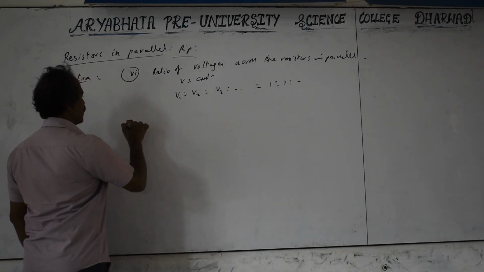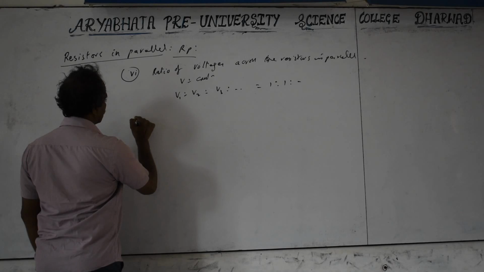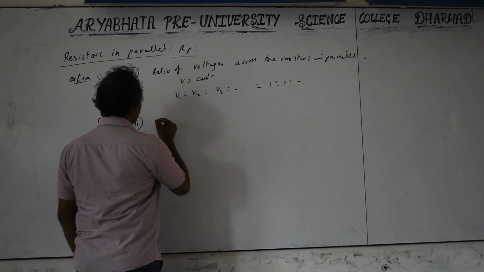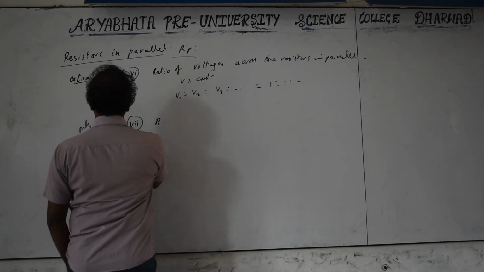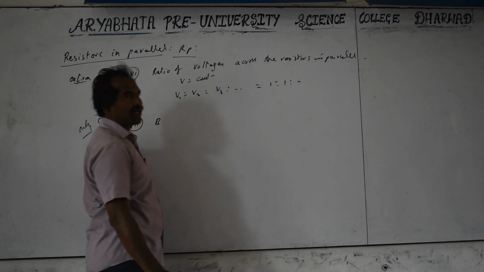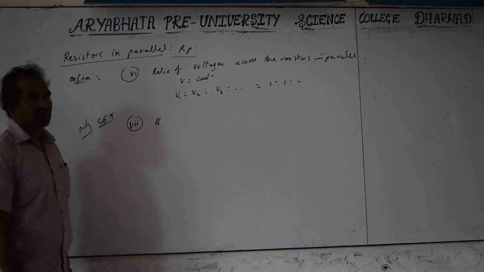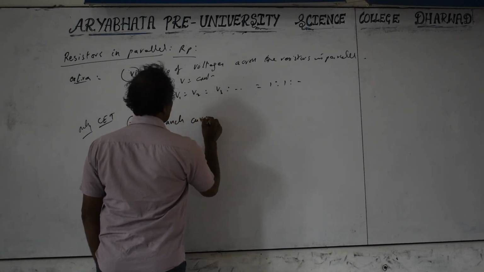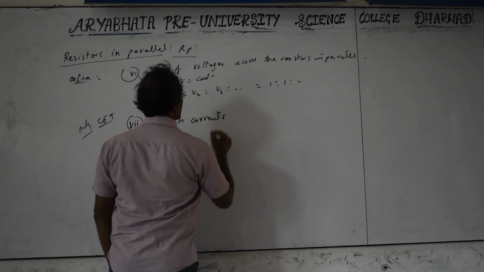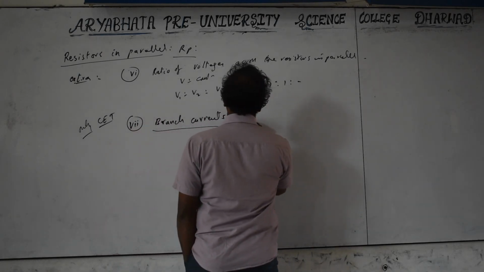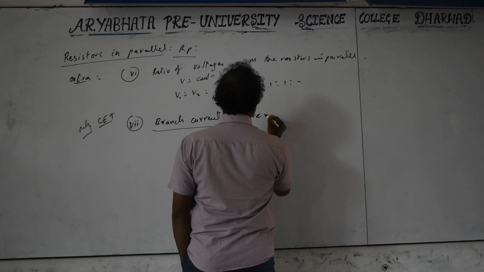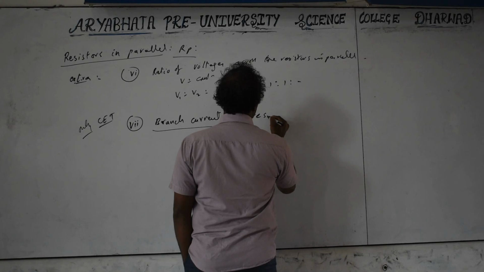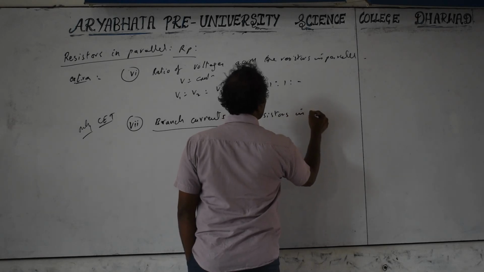Next point is important for competitive exams. It is current division, also called branch currents. Other cases also we can use it, but avoid using this short form, this direct form, in the theory examination. Branch currents for resistors in parallel.